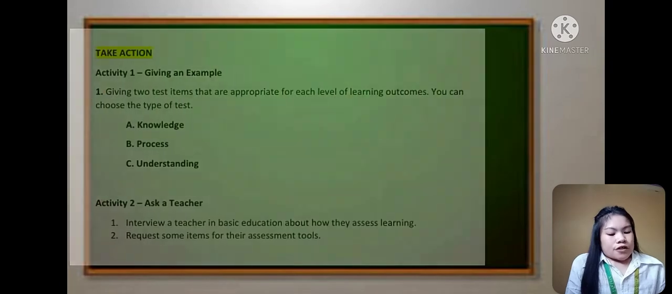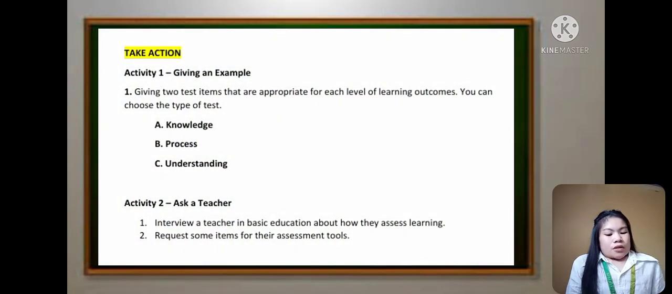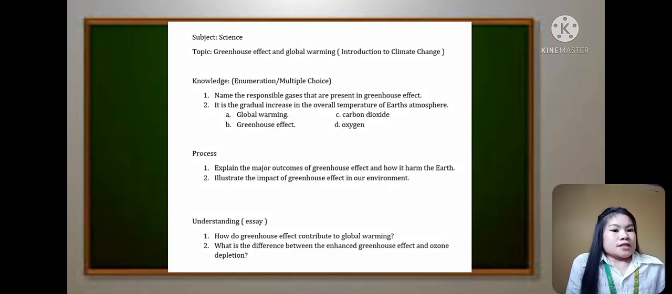Here's the take action for my lesson. Activity 1. Giving an example. 1. Giving two test items that are appropriate for each level of learning outcomes. You can choose the type of test. A. Knowledge. B. Process. And C. Understanding. And Activity 2. Ask a teacher. 1. Interview a teacher in basic education about how they assess learning. And number 2. Request some assessment tools.